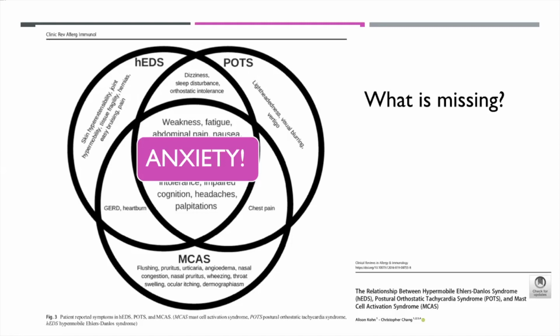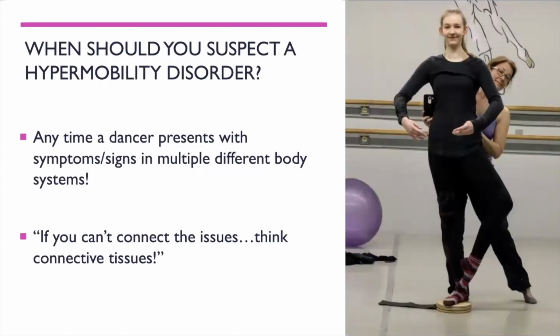We know that anxiety occurs much more commonly in people with connective tissue disorders and in people with hypermobility disorders. And it's also a very, very prominent feature in POTS. It's also a prominent feature in mast cell activation syndrome.